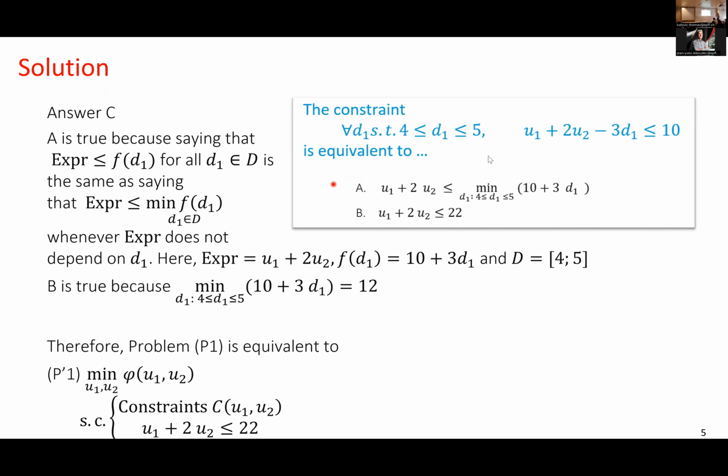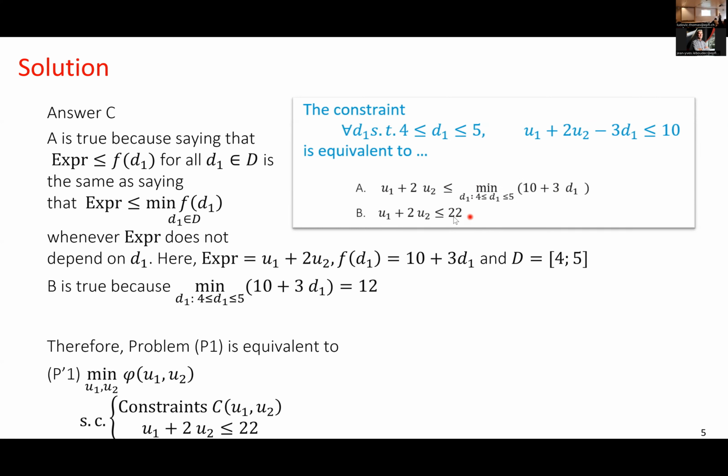So if I apply this here, after putting 3D1 on the other side, I see that this constraint is exactly equivalent to that. Right. That's the first step. Now, why is it interesting? Well, because this I can solve. That's an optimization problem on D1 only. It's very basic. It's in one dimension. We can do it without software. Finding the minimum of 10 plus 3D1 when D1 is between 4 and 5. Well, the minimum is for D1 equal to 4, which gives 10 plus 3 times 4, 22. So we can compute this, and that gives 22 here.